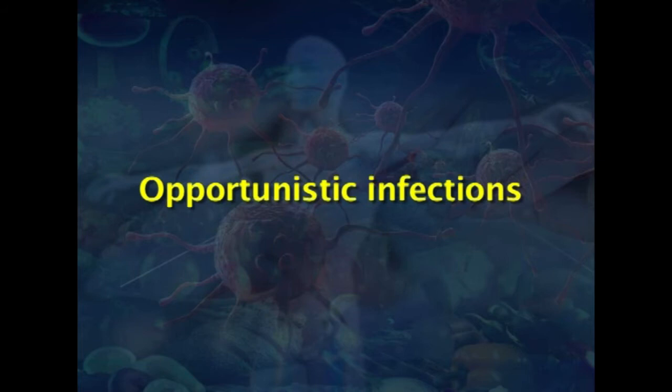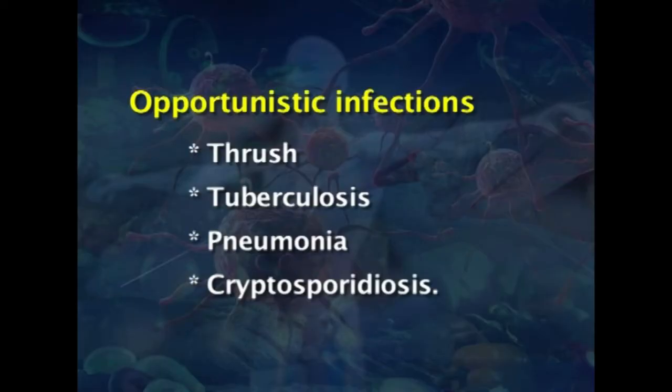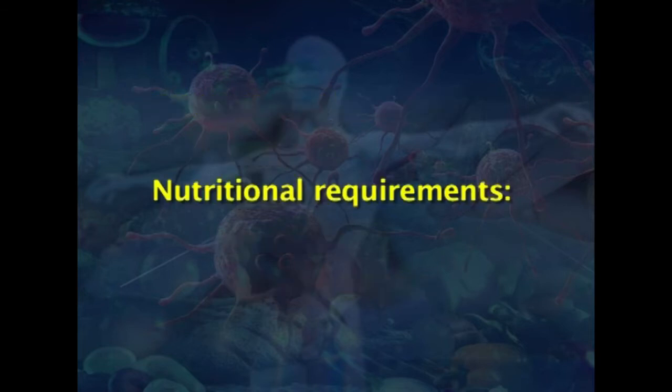Opportunistic infections include parasitic, bacterial, viral and fungal organisms, which are everywhere in our environment. The healthy person's immune system keeps these organisms in check and under control. But AIDS places the client at high risk for certain infections called opportunistic infections. Four opportunistic infections are commonly seen in AIDS clients: thrush, tuberculosis, pneumonia and cryptosporidiosis.